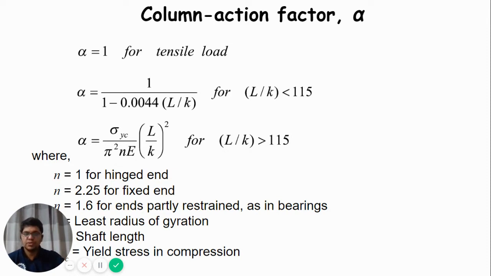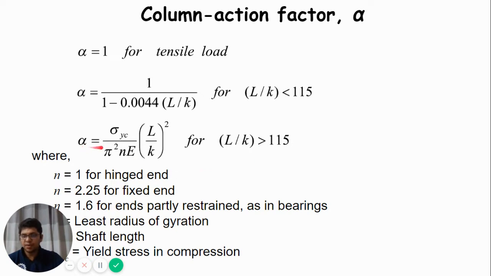Alpha you can find out by using this equation. Alpha is equal to 1 for tensile load. And if it is a compressive load, you can use these two formulas to find out the value of alpha. This equation you can use whenever the value of L by K is less than 115. L represents the length of the shaft and K represents the radius of gyration. And this equation you can use whenever the L by K value is greater than 115.